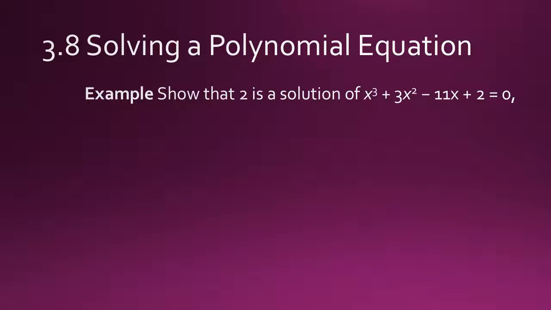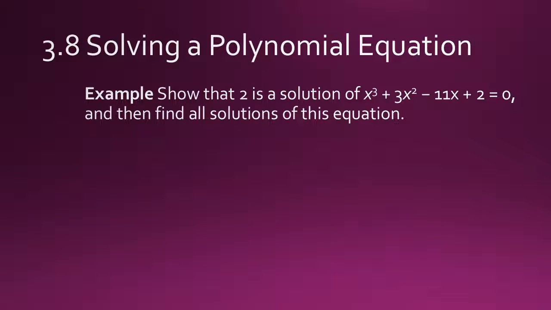Here's another example. This time we're going to show that 2 is a solution of the polynomial x to the third plus 3x squared minus 11x plus 2 equals 0, and we are going to find all the rest of the solutions also. Let me give you a hint. We're going to start with synthetic division to show that 2 actually is a solution. Pause the recording, give this a try, and resume the recording to check your answer.